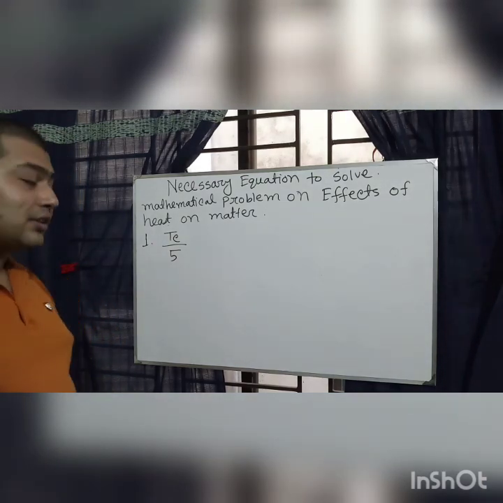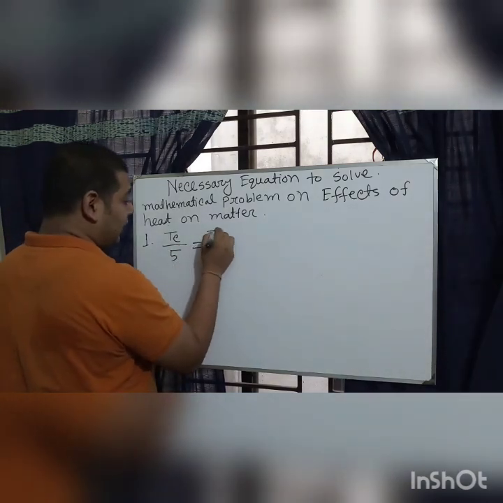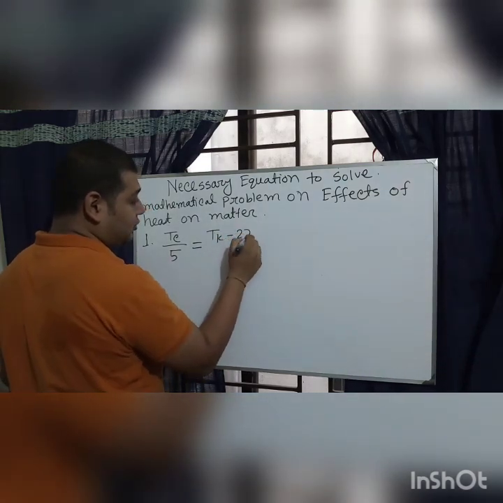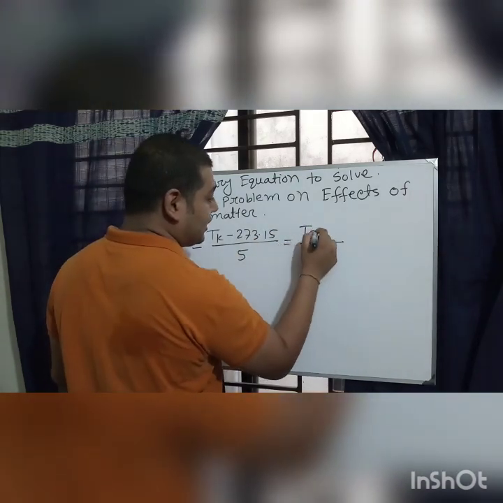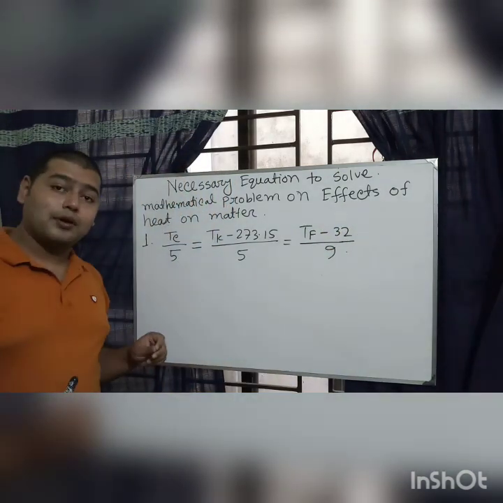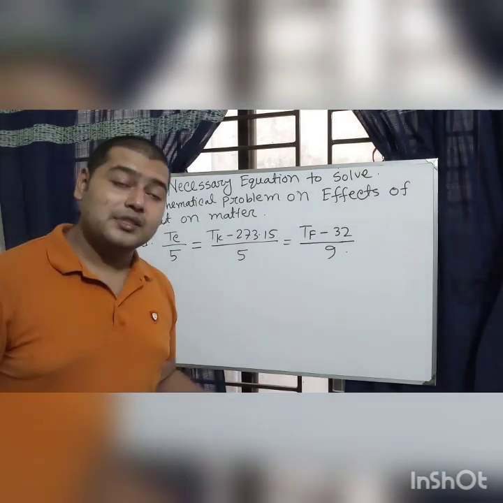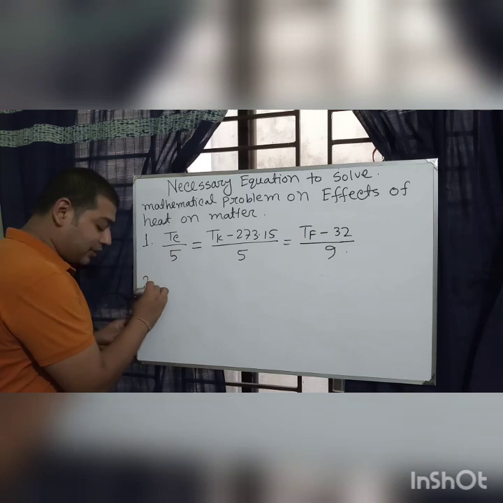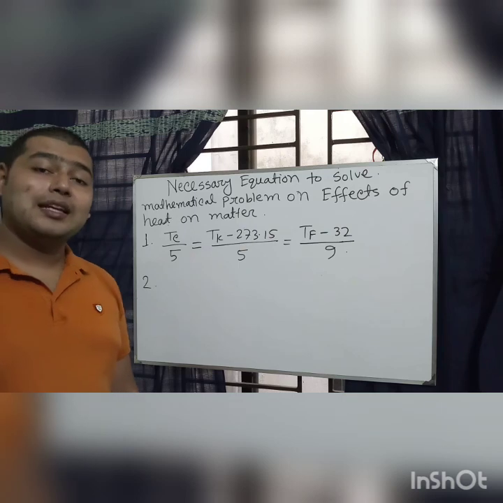The relation among the three scales of temperature is Tc equals Tk minus 273.15, divided by 5, equal to Tf minus 32, divided by 9. Here Tc stands for Celsius temperature, Tk stands for Kelvin temperature, and Tf stands for Fahrenheit temperature. Our number 2 equation was the coefficient of linear expansion.